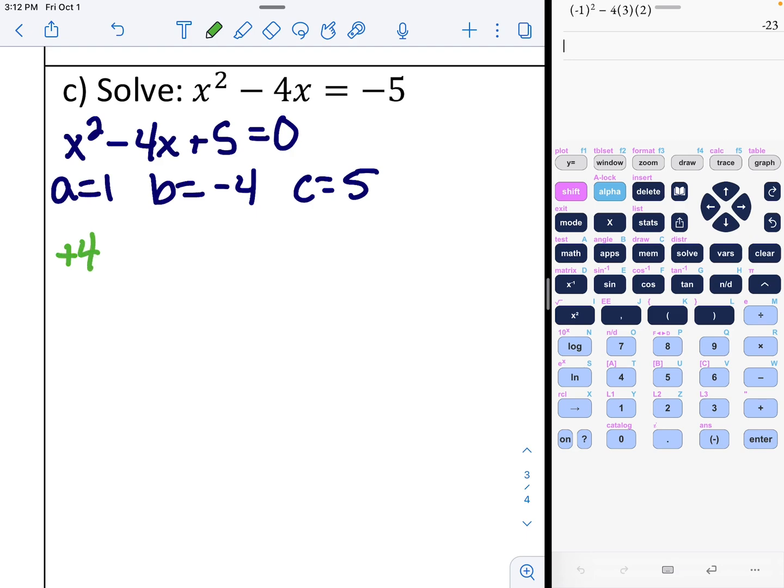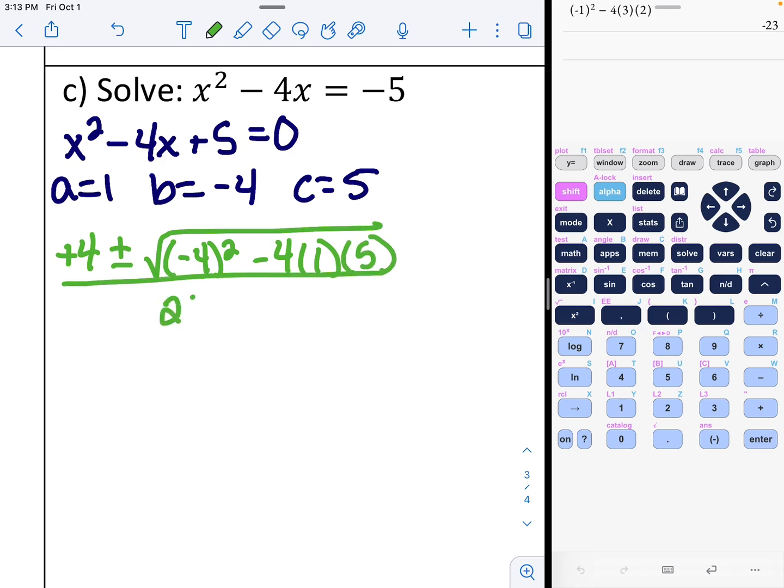Opposite B plus and minus the square root of B squared minus 4AC all over 2A. Please again, notice that I am using parentheses around B squared. If you don't use parentheses on these type of problems, there's a good chance you're going to get it wrong.